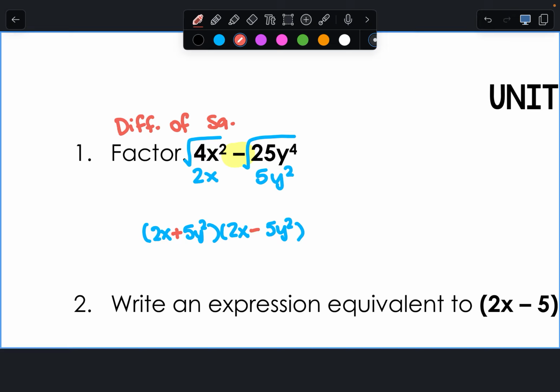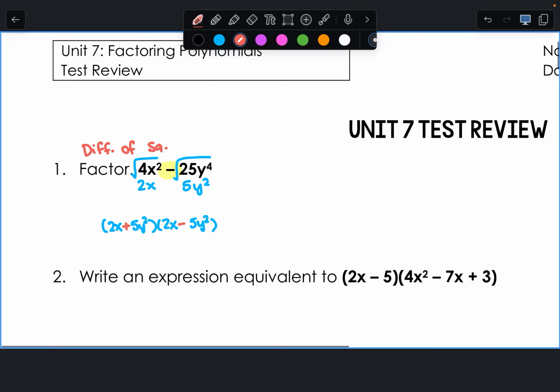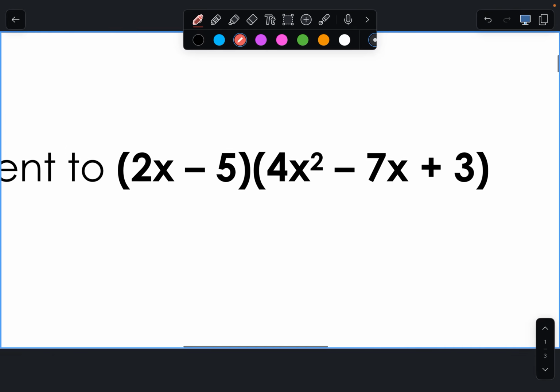Difference of squares. Number 2. Write an expression equivalent to 2x minus 5 times 4x squared minus 7x plus 3. What are we doing here? You don't have to worry about the wording, but what are we doing here with these two polynomials?